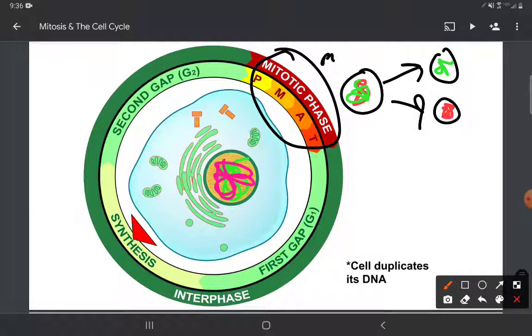This DNA is stringy and relaxed, and so we call it chromatin. Chromatin can be read by the cell and used as information to create things like organelles.